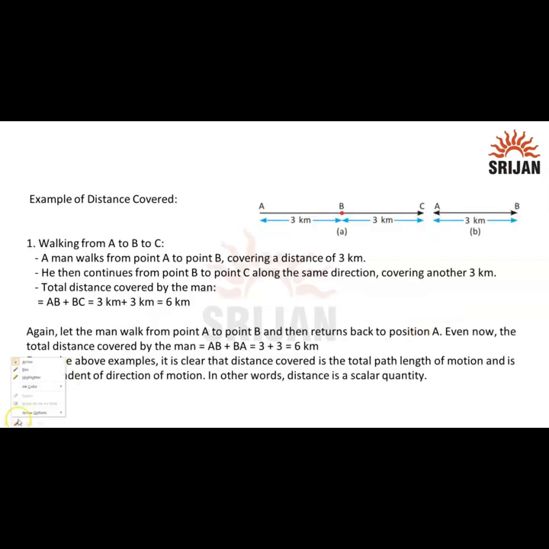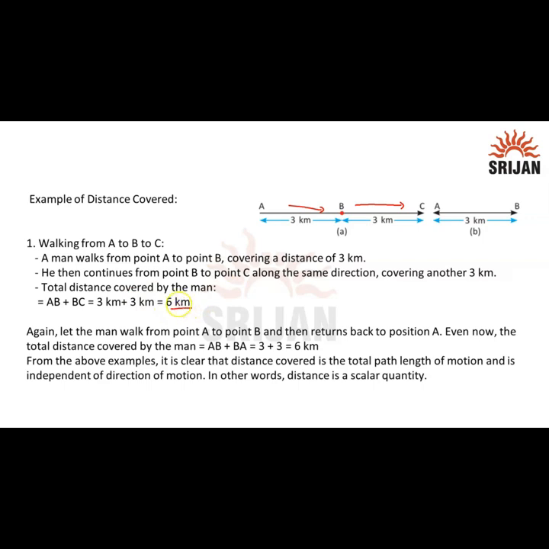Now, the last example is, consider a man standing at point A such that he moves from A to B, a distance of 3 kilometers, and then from B to C, a distance again of 3 kilometers. Can you tell me what will be the total distance traveled by the man? It will be AB plus BC, leading to the value of 6 kilometers.